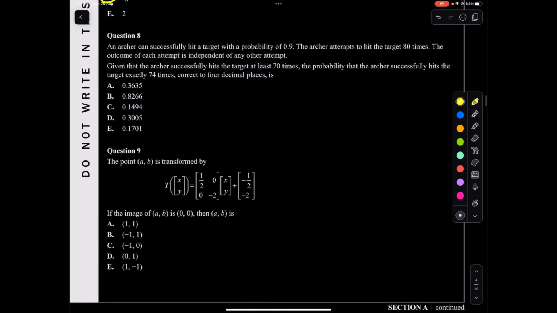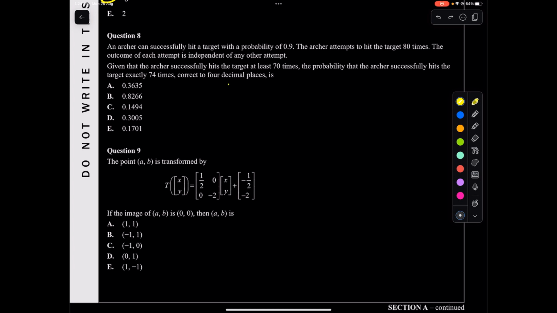An archer can successfully hit a target with a probability of 0.8. The archer attempts to hit the target 80 times. The outcome of each attempt is independent of any other attempt. If you just see the word independent, it means binomial distribution right over here. Given that the archer successfully hits the target, I just see the word given. I know it's probably conditional probability. The probability that the archer successfully hits the target exactly 74 times is what?